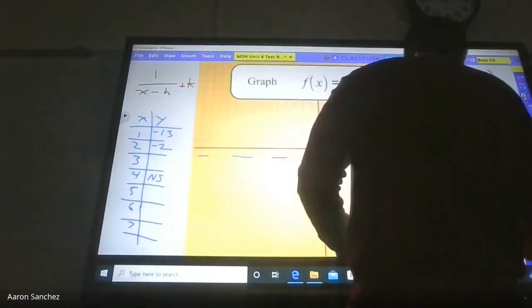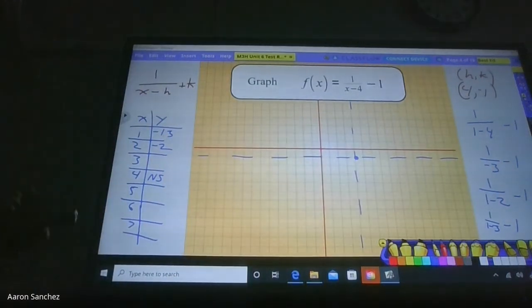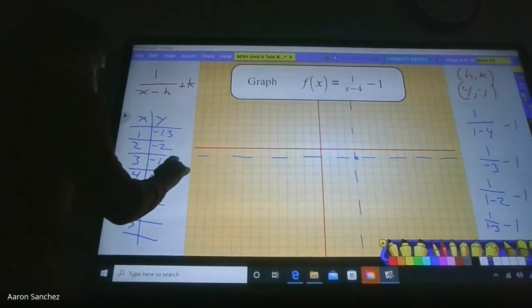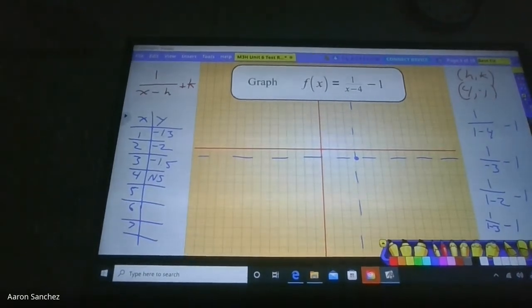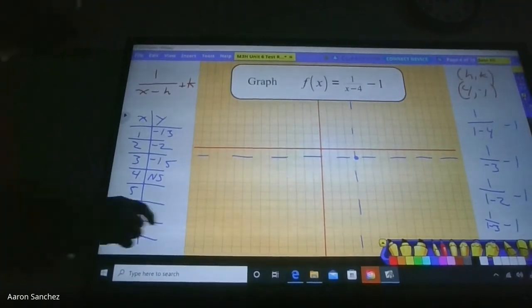And then 1 over 1 minus 3, minus 1. I feel like I'm messing up here. Did I do that right? 1 divided by 1 minus 3 minus 1, negative 1.5. I did something wrong here. Why did I do 1 minus 4? Oh, I'm plugging in the wrong numbers. Sorry. What am I doing wrong here?